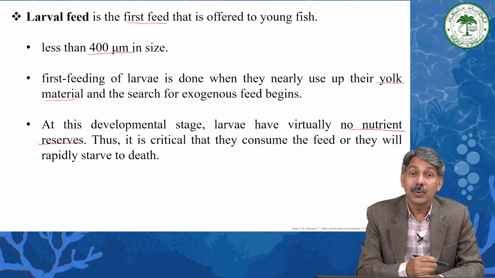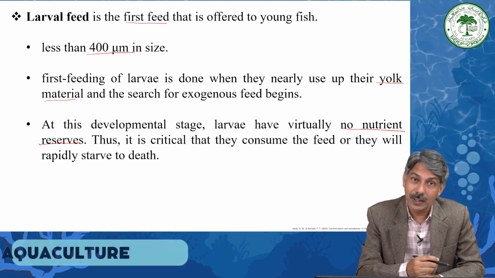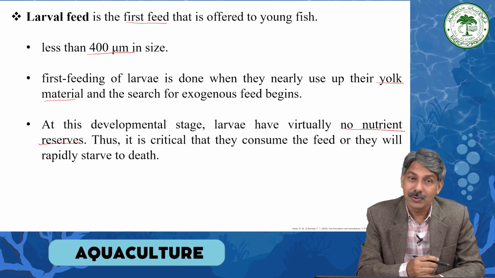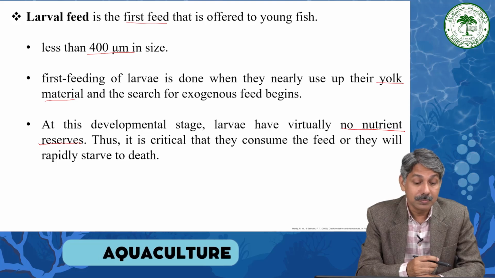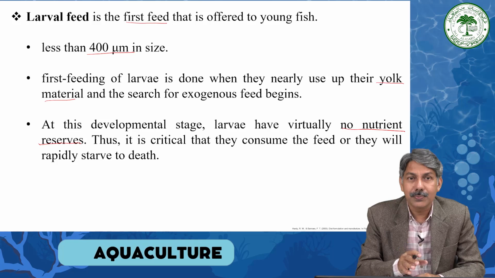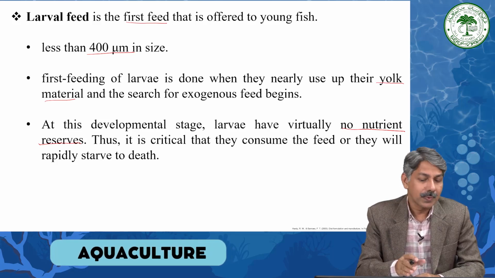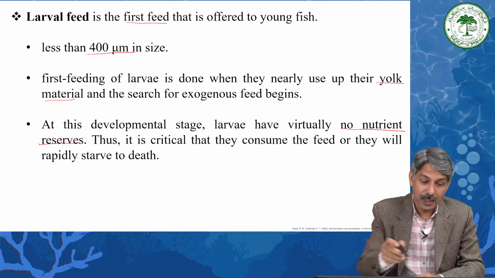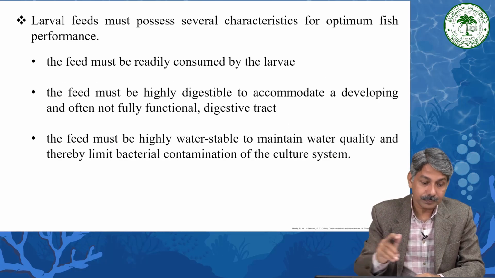If you are not monitoring the yolk sac absorption in the hatchery, and if yolk sac absorption has been observed and you are unable to provide the type of food that they require, then you will encounter mass mortality. They do not have any nutrient reserve by that time. So care should be taken to provide the appropriate food for the larvae at the appropriate time in order to get better results. So that is why the size is written here.